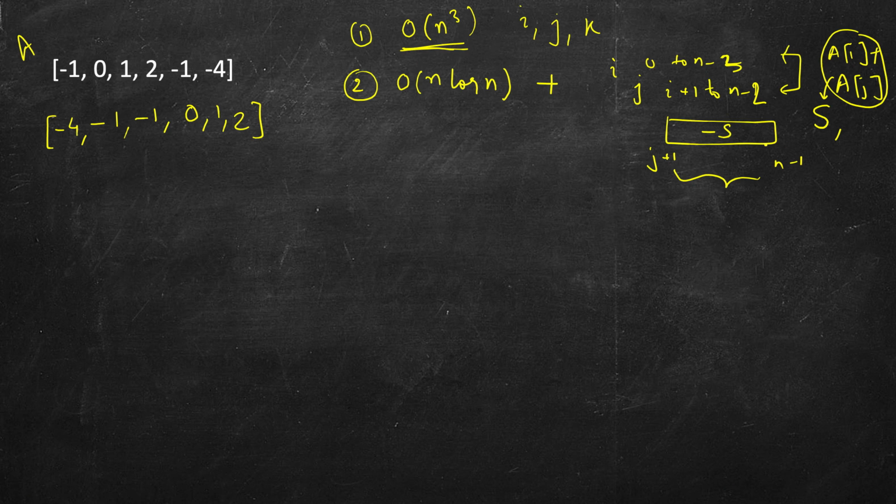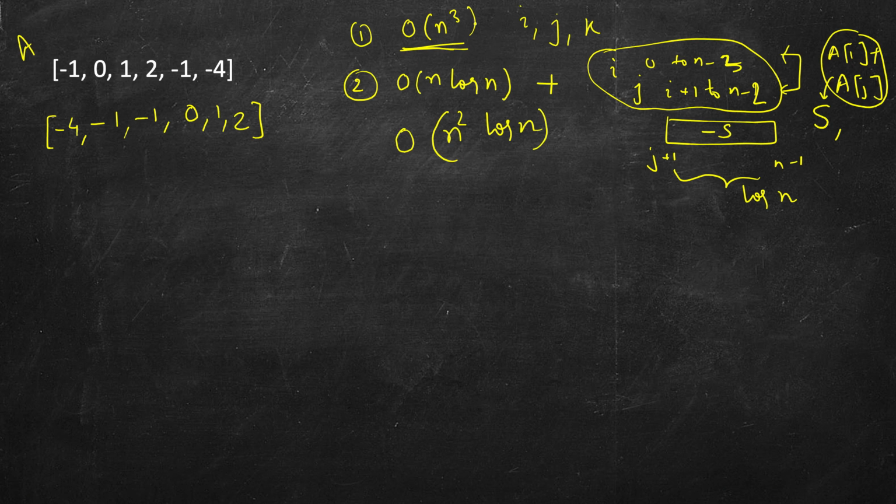Finding in a sorted array would take log n time. We can use binary search, so it will take log n time. And there are n square such possibilities, so n square log n. So here the time complexity is order n square log n. We have improved: it was n cube, and we came to n square log n.